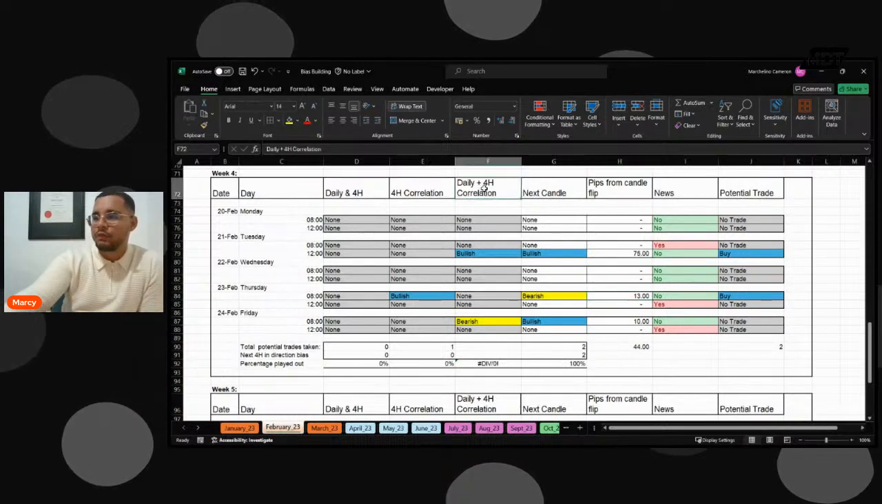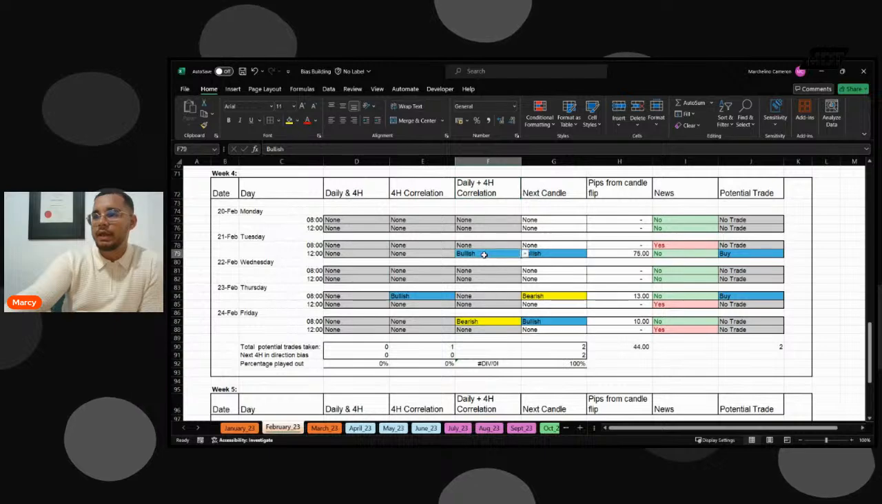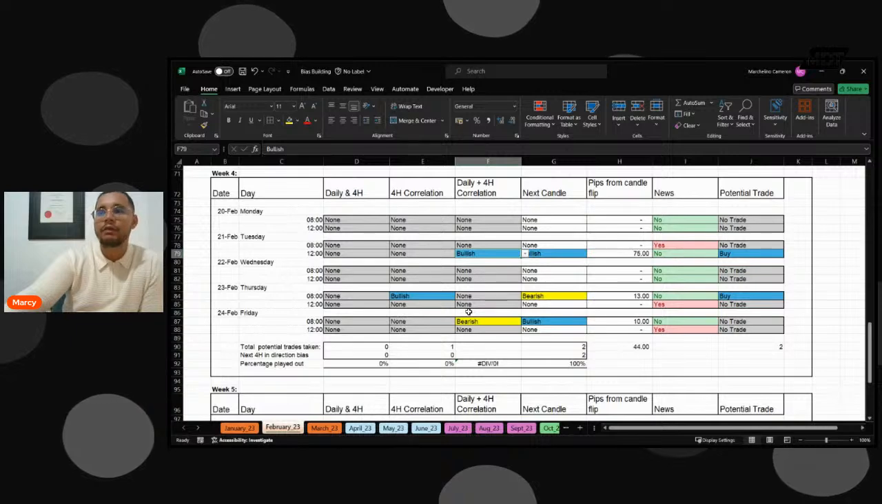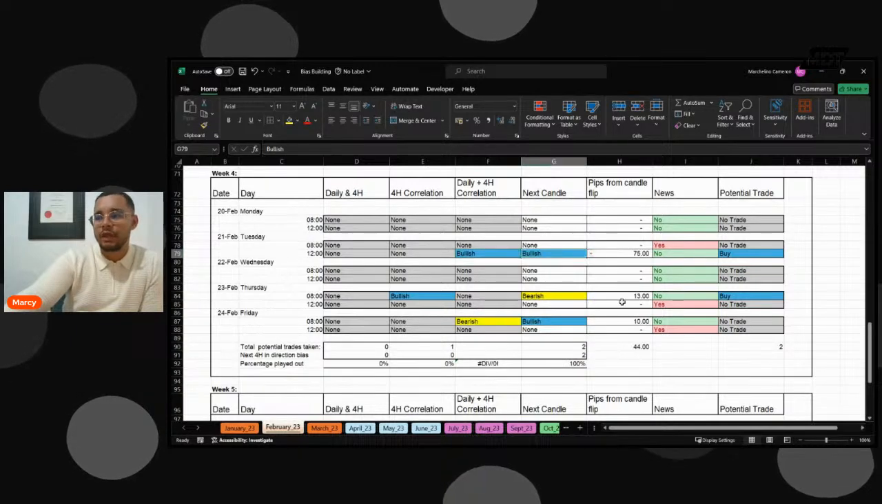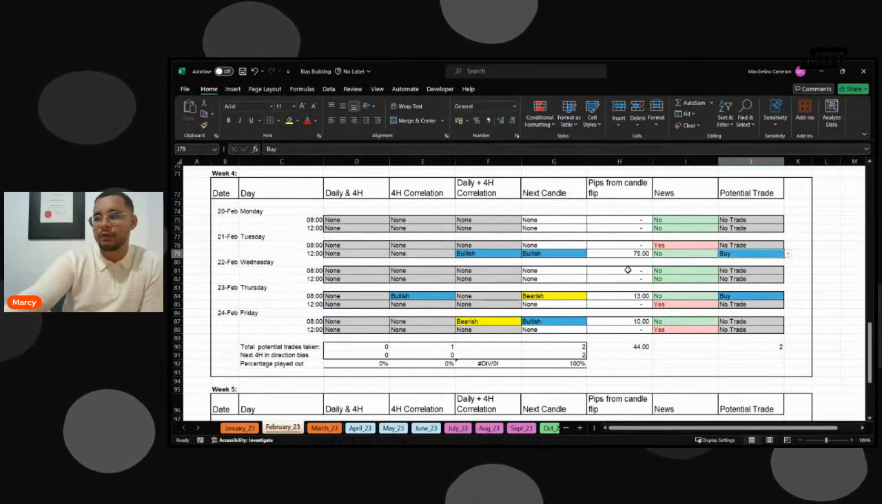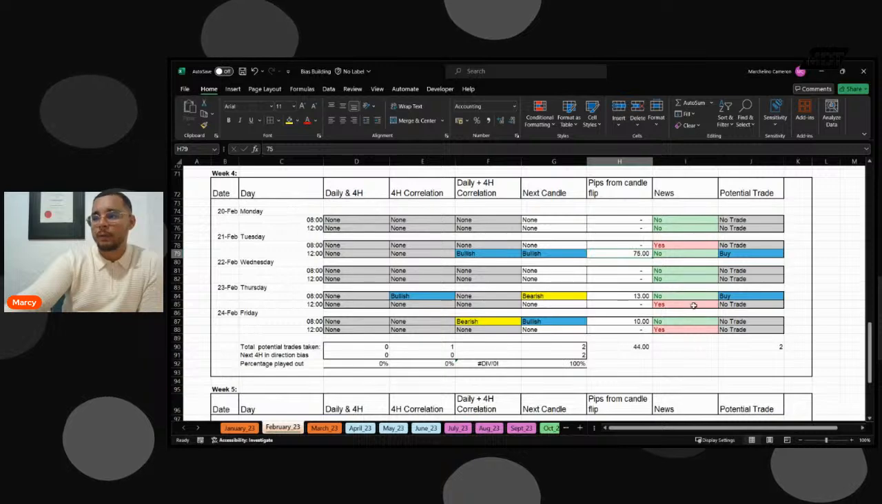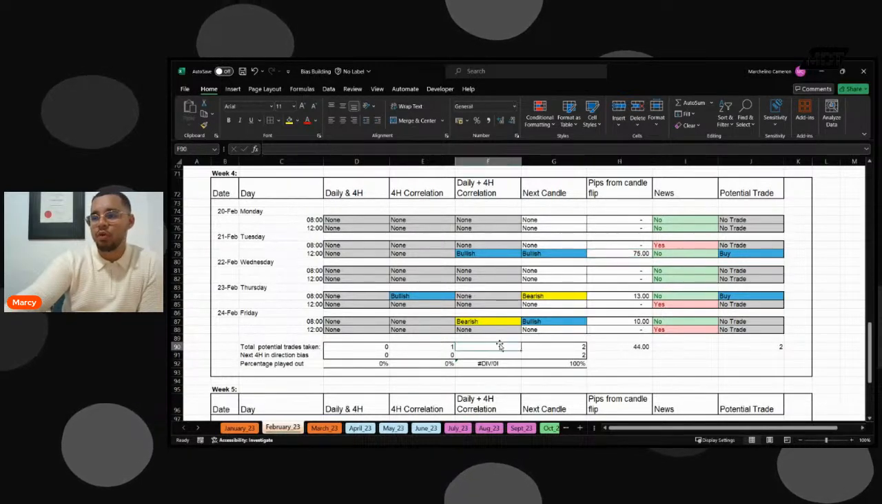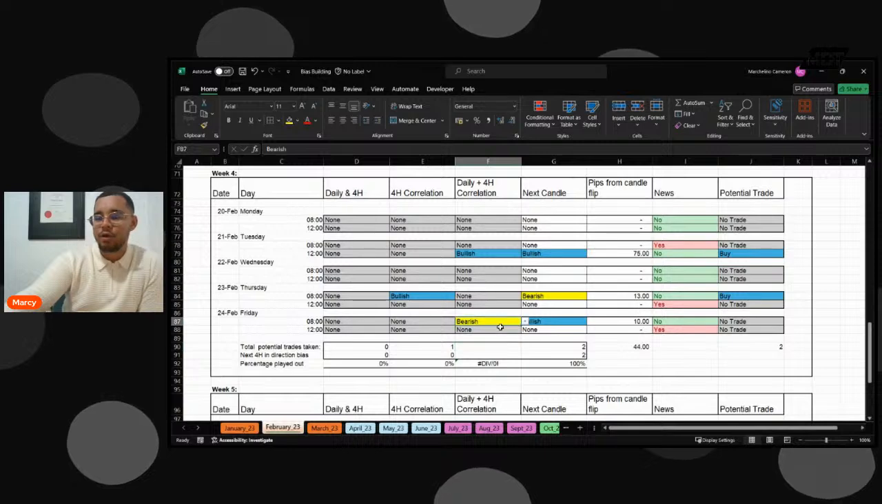Now, what you can see here is that on this particular day, we had a daily and 4H plus 4H correlation. The next candle was bullish. We were looking for buys, and the next candle pushed up in our direction 75 pips. So we took one trade here.